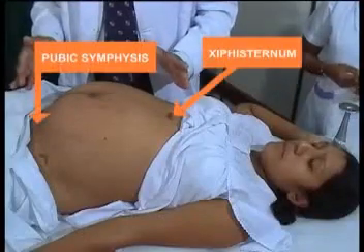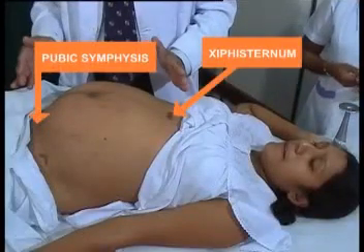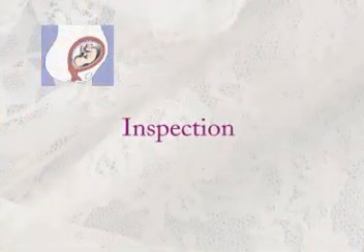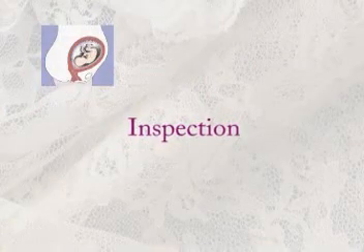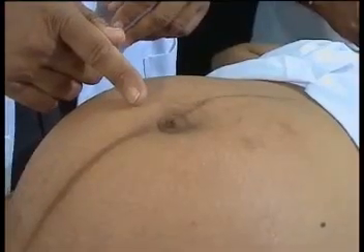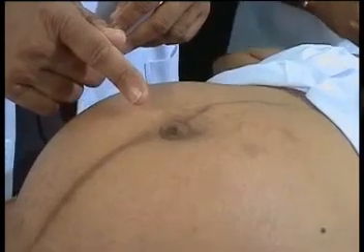Now, as you can see here, the abdomen is exposed. The first thing that we observe on inspection, as you can see here, very clearly we can see the linea nigra, which is this dark pigmented area. And in addition to that, you can see that the umbilicus is also flat, but that is not of any clinical significance at this moment of time.